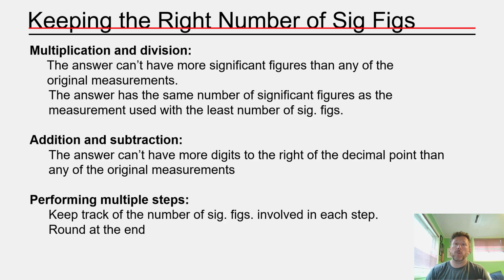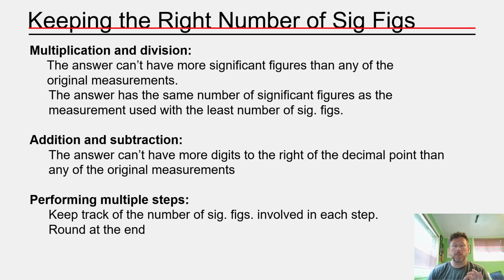Okay, so if you are doing a word problem that involves multiplication and division, the key thing to remember is that as a result of a multiplication or division step, the answer can't have more significant figures than any of the original measurements. In fact, the answer should be reported with the same number of significant figures as the measurement that you used in the calculation with the least number of sig figs. So if you're doing a multiplication and division step like density, and you have 2 significant figures in the mass and 3 significant figures in the volume, well, density is mass divided by volume, and therefore your answer should have 2 sig figs, no more, because your mass only had 2 sig figs.